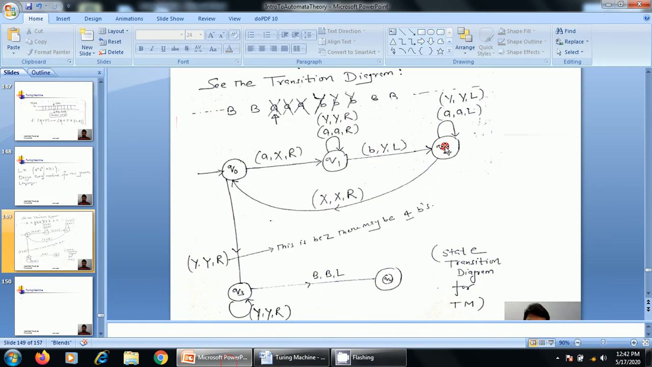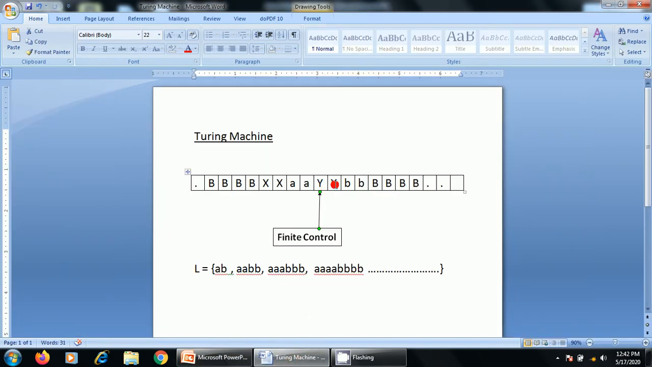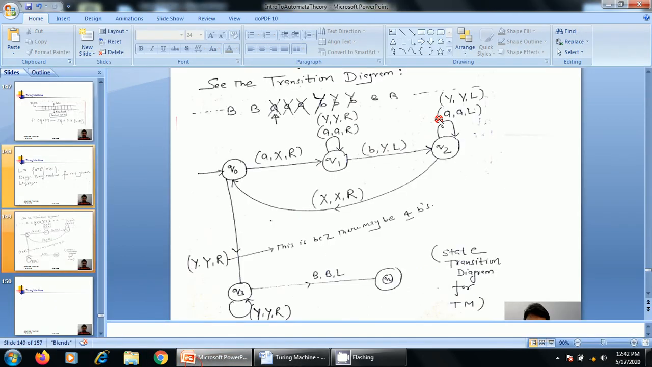Now what we have to do is, if there is a y, keep it y and move left. Cross all y and all a until we receive the first x. If y, keep it y, move left. If a, keep it a, move left.